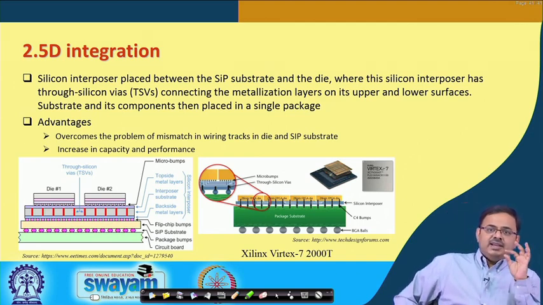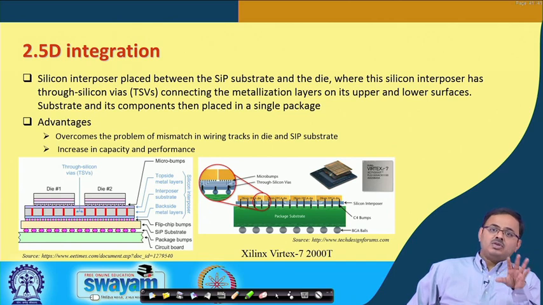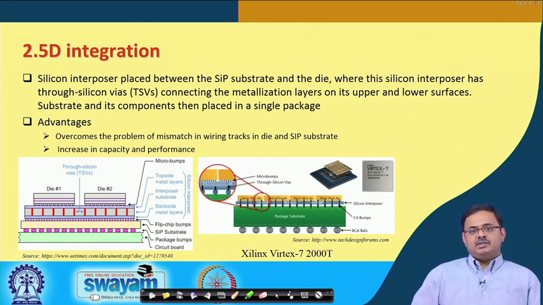And this silicon interposer, which is the intermediate link, has what is called a through silicon via, TSV. Okay. So, through silicon vias help, number 1, for transmission of signals, that is one, but also for conduction of heat. Okay. So, that is 2.5D integration.